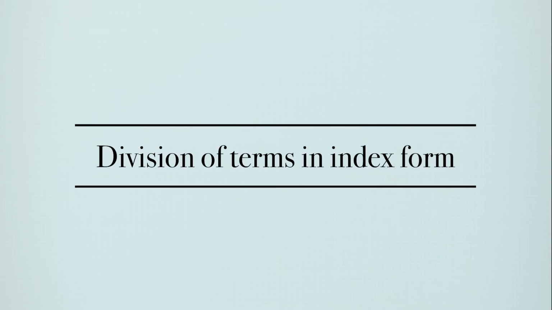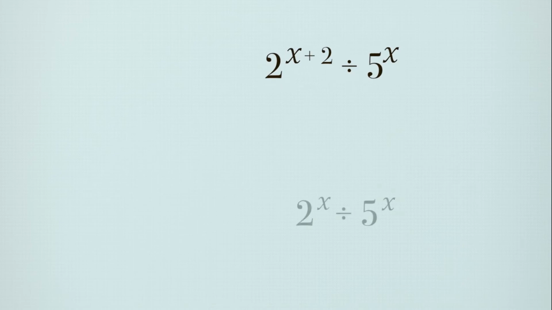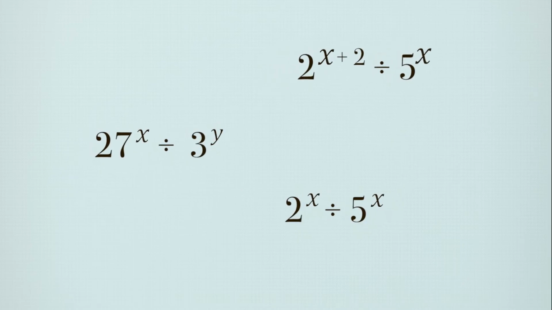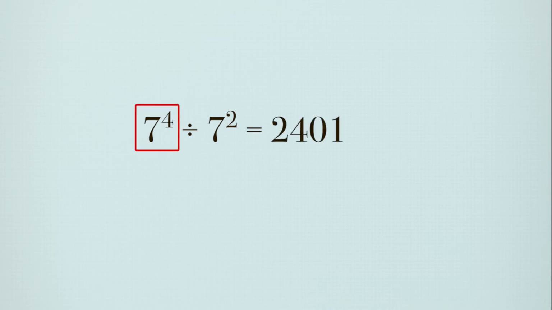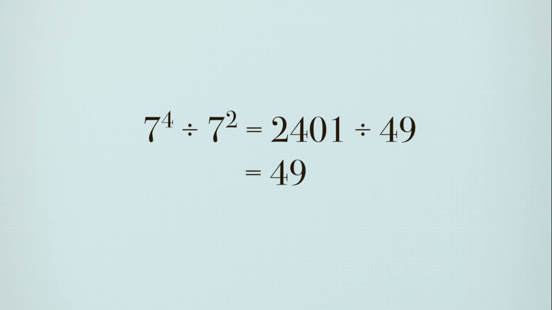In this video, we will look at how to divide terms in index forms when simplifying expressions such as these. Let's start with this expression. How can we simplify this to obtain its value? Well, 7 to the power of 4 is 2,401 and 7 squared is 49. So dividing 2,401 by 49 gives 49.